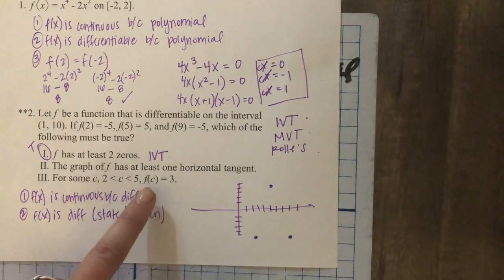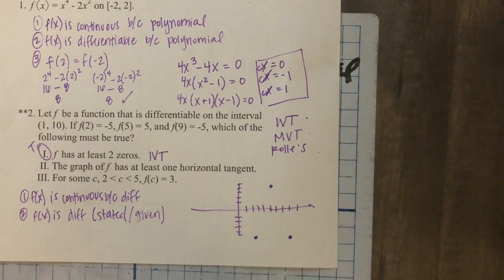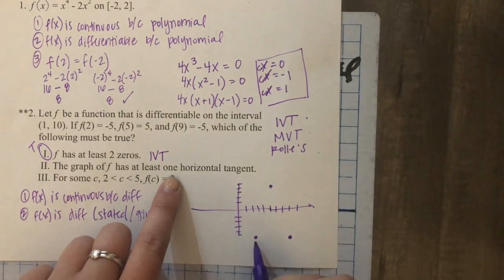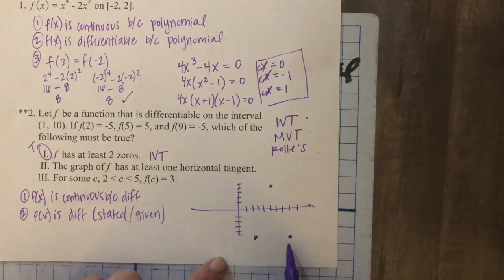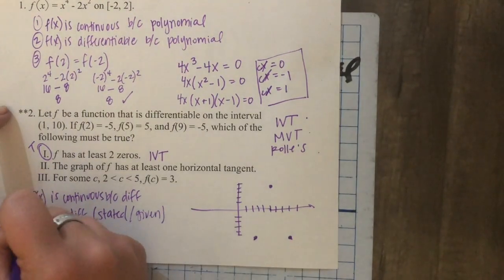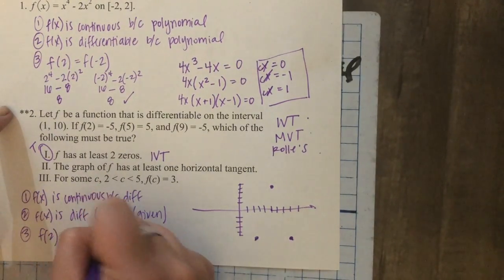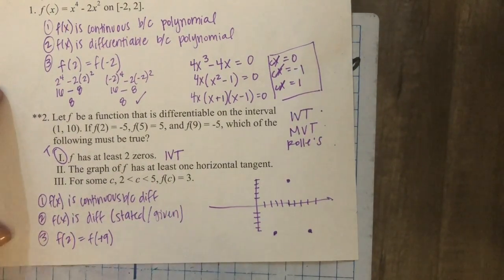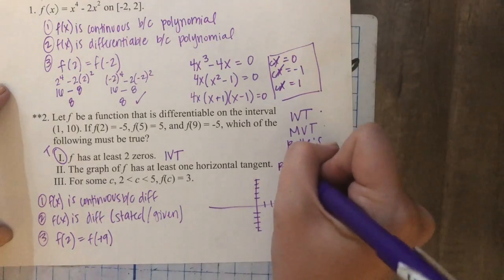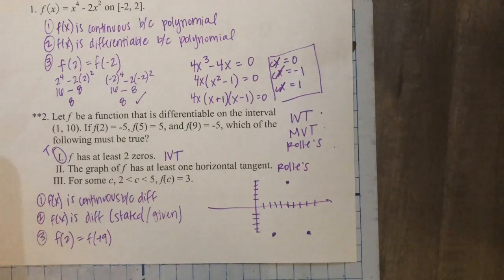Two, the graph of f has at least one horizontal tangent. So now my theorem about horizontal tangents is the one we're working on right now, Rolle's, right? I know that this output, f of 2, is equal to f of 9. So now I found my third criterion for Rolle's theorem. So I know that this one must be Rolle's. If you're asked for a horizontal tangent, that means it must be Rolle's, okay?